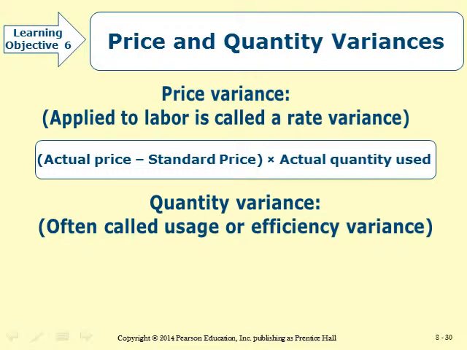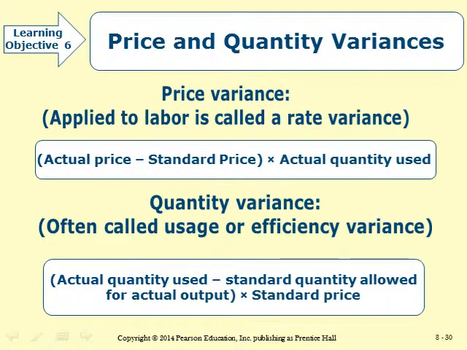So we talk in terms of what these variances are, price variance or quantity variance. The price variance indicates whether management paid more or less than the standard price for each unit, or for each input used. So the price variance is equal to the actual price minus the standard price times the actual quantity used.